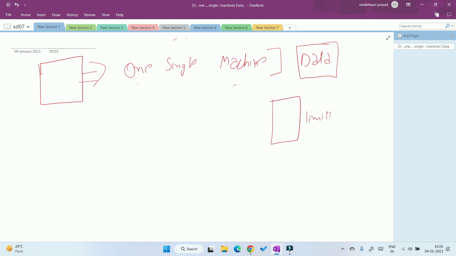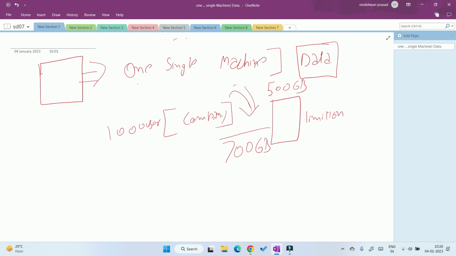Suppose you start your company and only thousands of people will take your service, so you make your machine of 500 GB. Now suppose lots of people are coming here and the data grows to 700 GB. So how will you store this data? Will you make your machine bigger and bigger? You can't make it bigger and bigger. There must be some limitation.